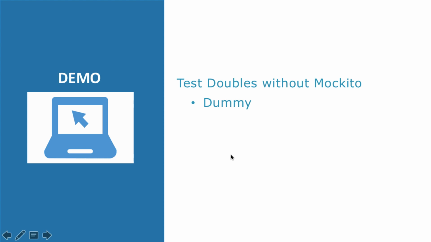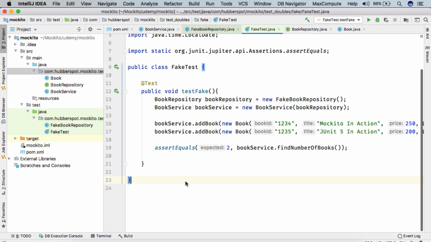So friends, let's go to IntelliJ and see the demonstration of dummy test double without Mockito, and we'll see how it affects the unit testing. In our previous lecture, we saw the demonstration of fake test double. Now we'll look into the demonstration of dummy test double.